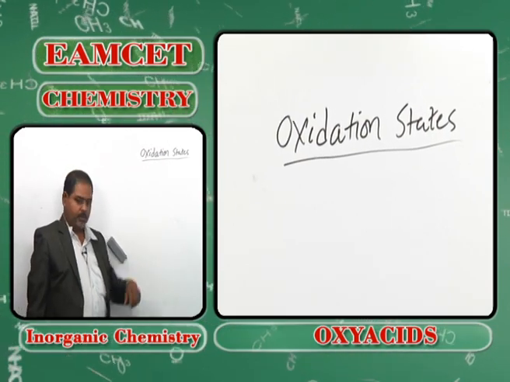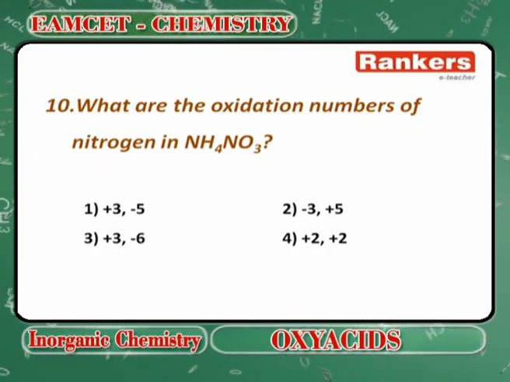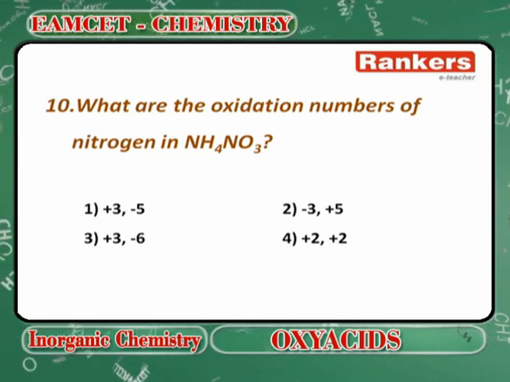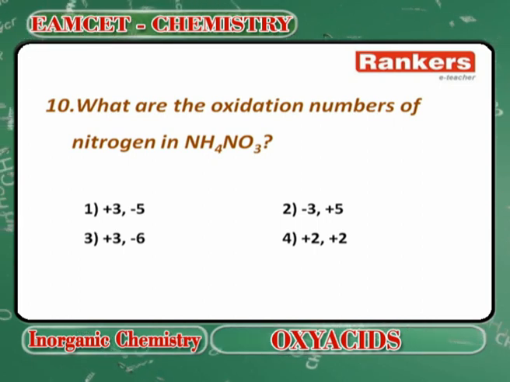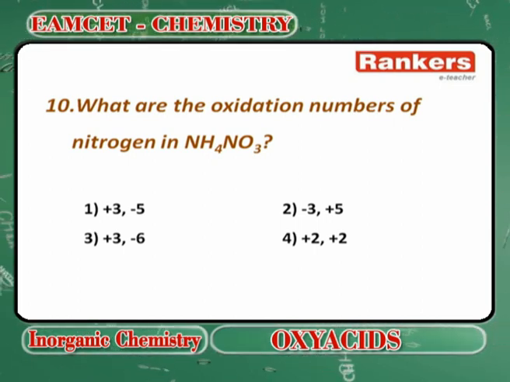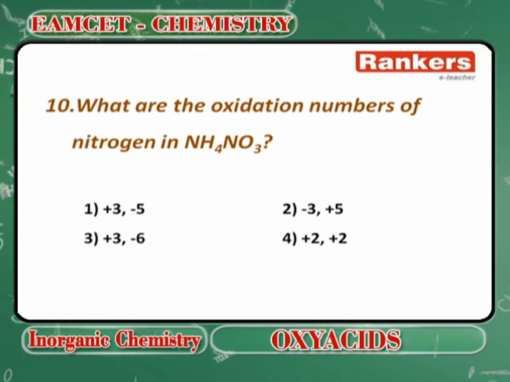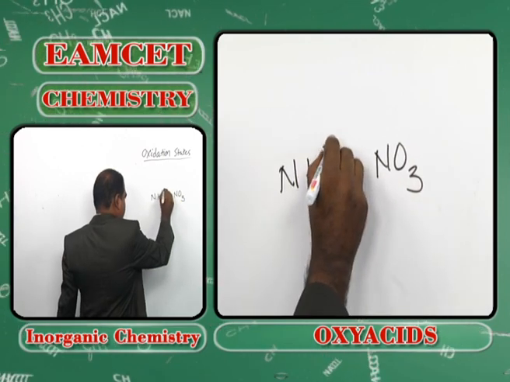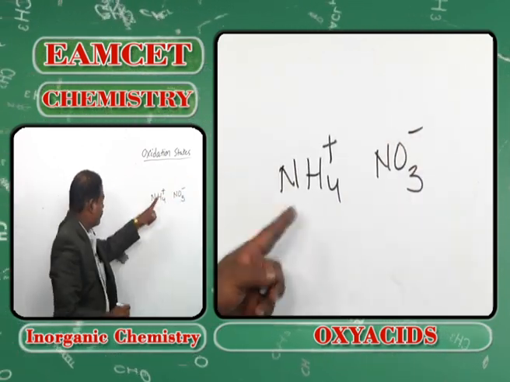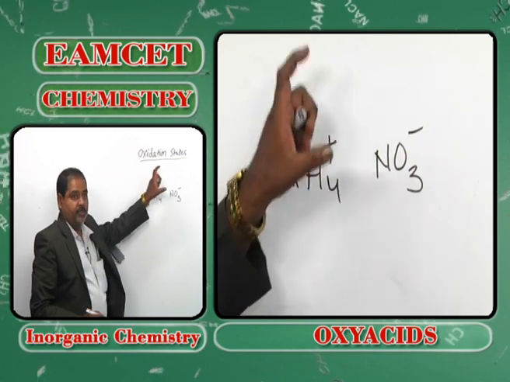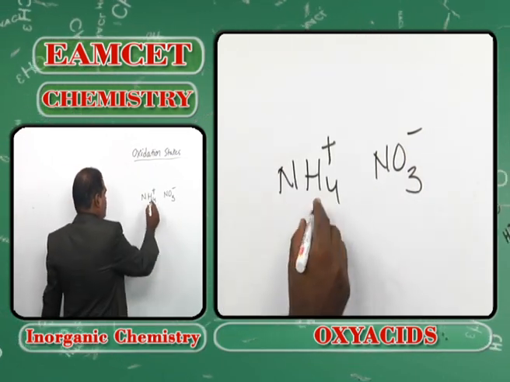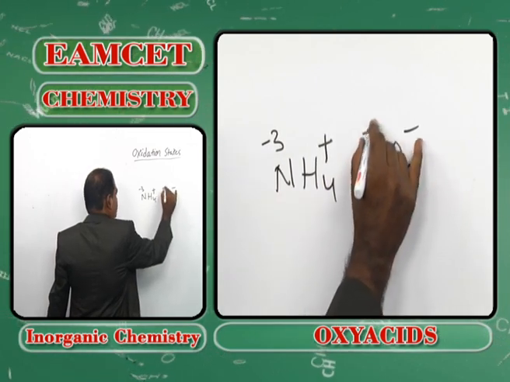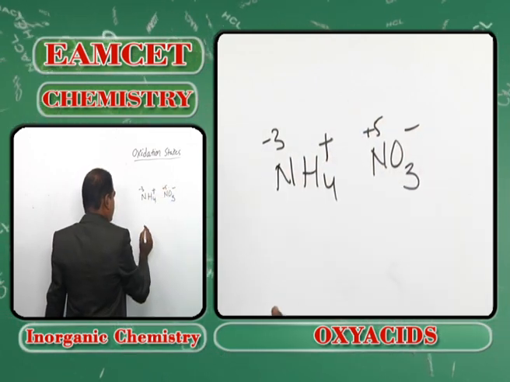Question number 1. What are the oxidation numbers of nitrogen in NH4NO3? You will get the question on your screen now. What are the oxidation numbers of nitrogen in NH4NO3? It's a very interesting proposition. You should first know this is NH4 plus and NO3 minus. There are 2 nitrogens. This is ammonium, this is nitrate. Here in NH4 plus, nitrogen is -3, in NO3 minus, nitrogen is +5. How did I get to the conclusion? Very simple.